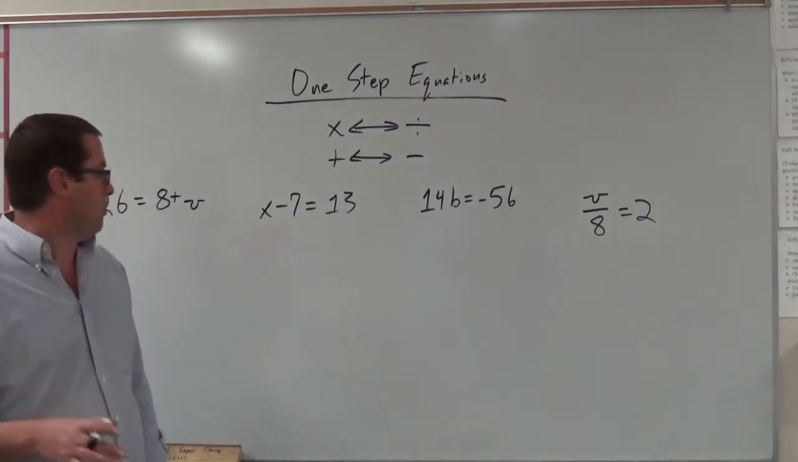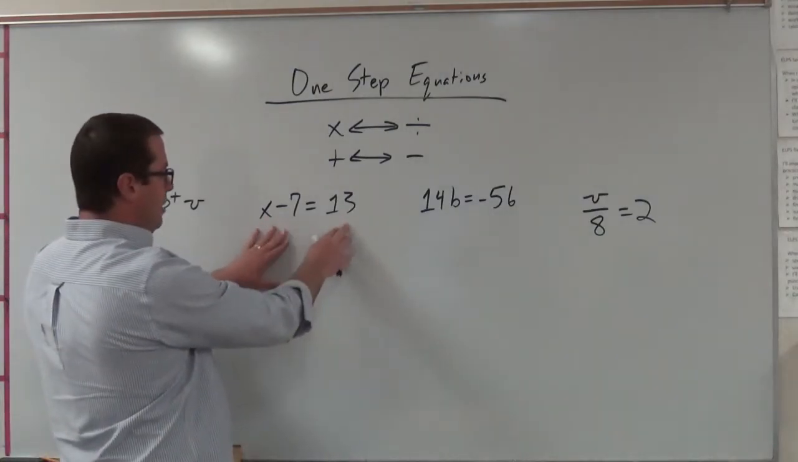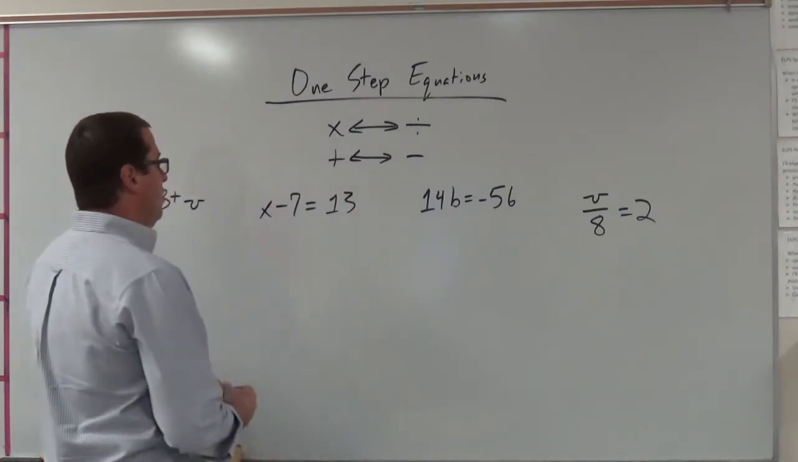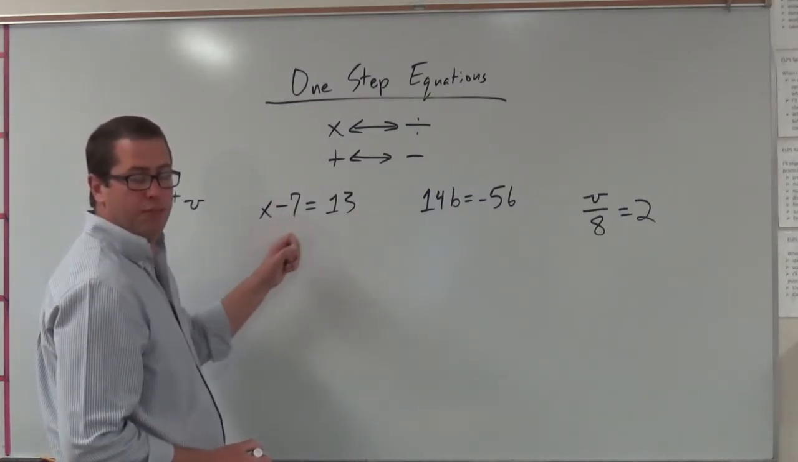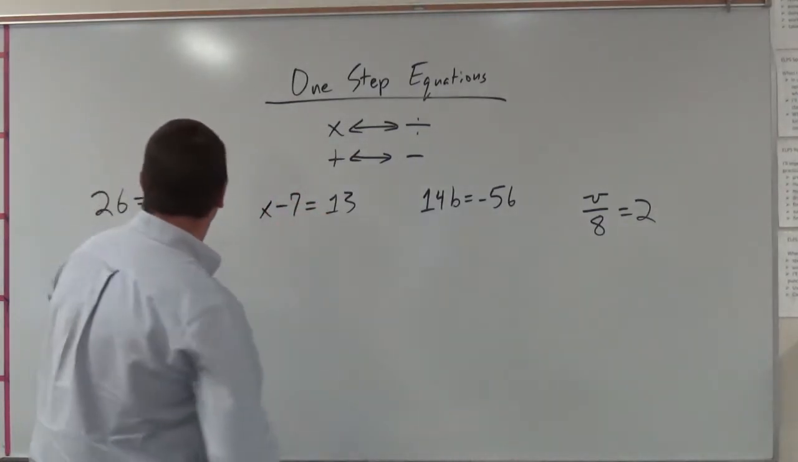Now, it's an equation, so that means that x minus 7 might not look like 13, but they're equal. So since they're equal, they're the same thing. So if I want to keep it equal, if I do something to one side, I've got to do the same thing to the other side.